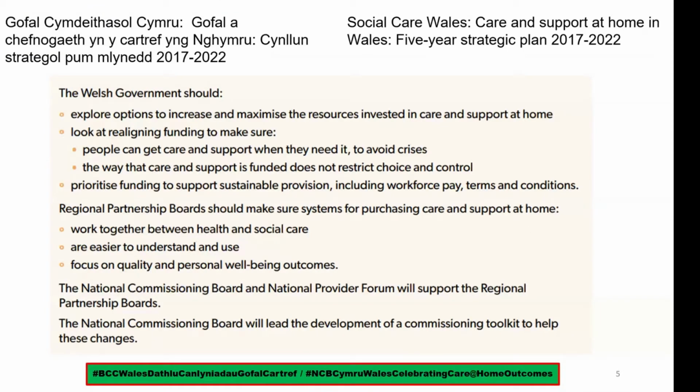The Social Care Wales Care and Support at Home Strategic Plan was developed in 2017, and this is part of what's led us here. As you can see on the slide, the plan identified the need for a commissioning toolkit and for funding options that support sustainable provision. Some of the policy motivations behind this work included recognition of the need to prioritise sustainable funding, the need for easy, transparent tools for purchasing care, and the need for consistency.